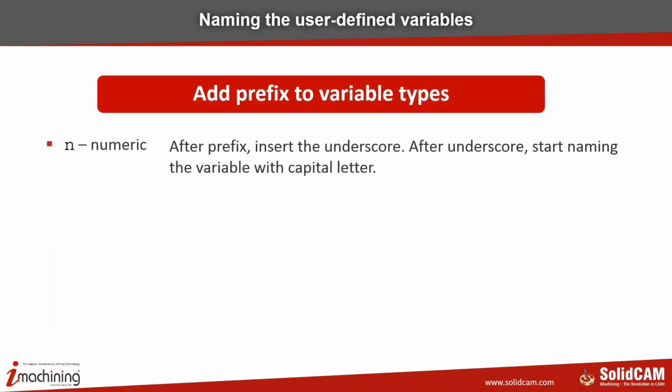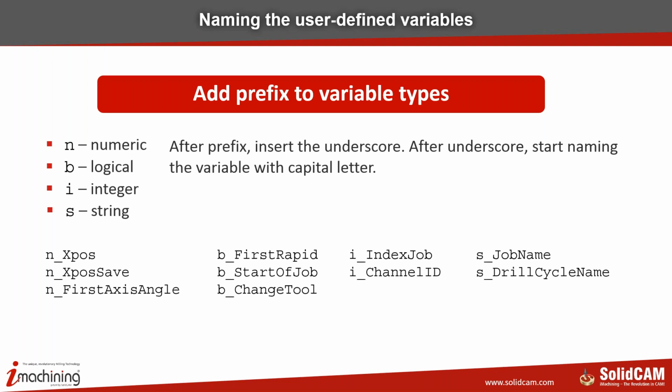All right, so let's start with some very basic stuff. As you may know, for all the variables in SoyCam we support four different types: numeric, logical, integer, and string. The way we name user-defined ones is with the prefix N, B, I, and S. And on the bottom, I just put some examples.